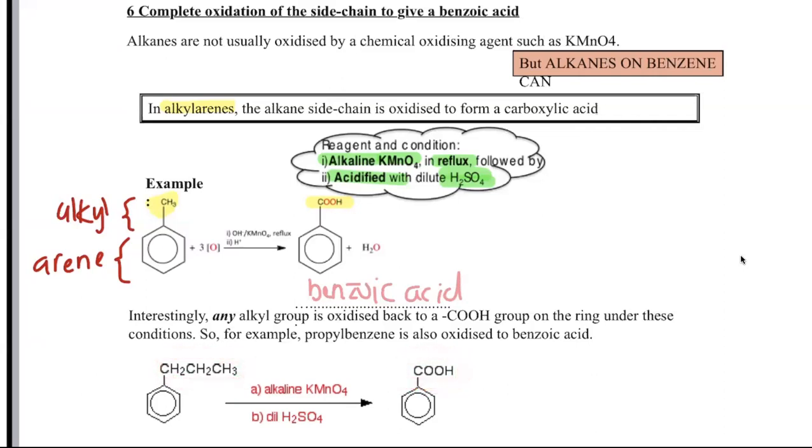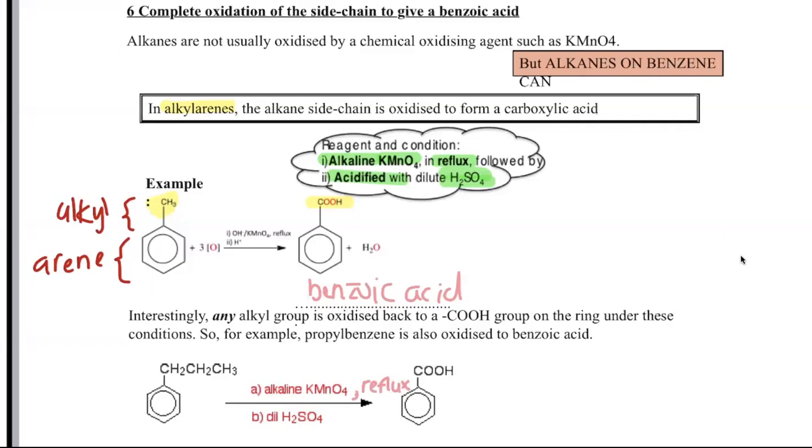Okay, your condition, as you can see, is written as A and B. Alkaline potassium manganate, don't forget to add reflux. Reflux means heating. Okay, it's a special type of heating. And then you add dilute sulfuric acid to acidify your product.